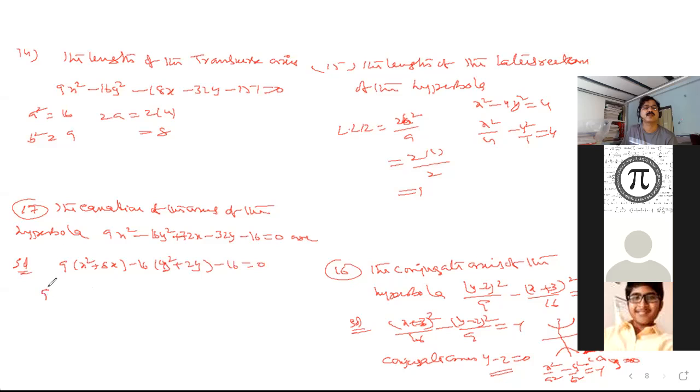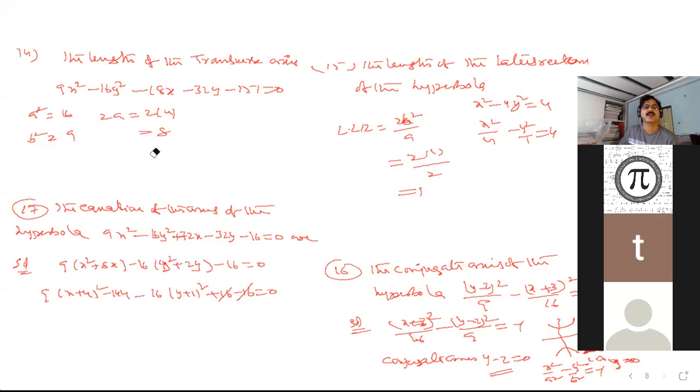9 times (x plus 4) whole square, 144, minus 16 times (y plus 1) whole square plus 16. Am I right, guys? Yes. Now you see it can be written as (x plus 4) whole square by 16 minus (y plus 1) whole square by 9 equal to 1.